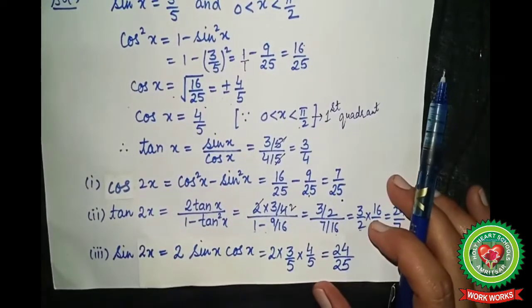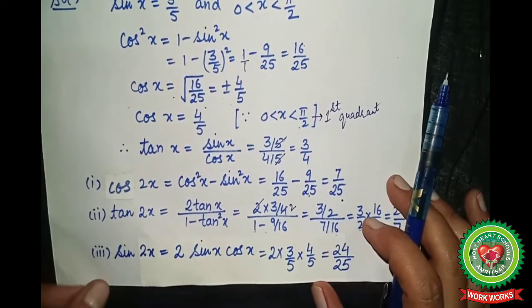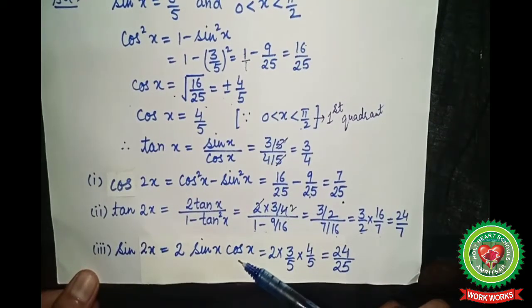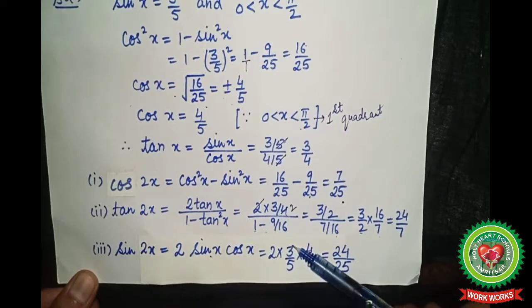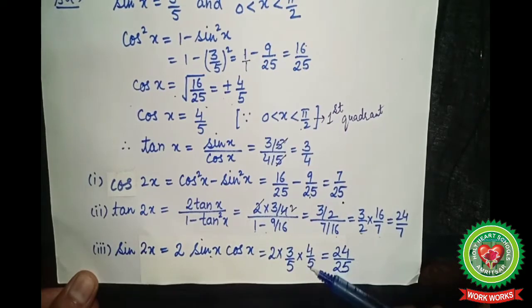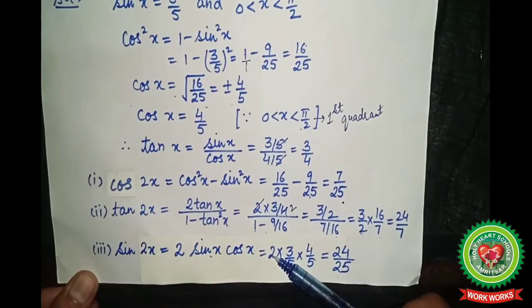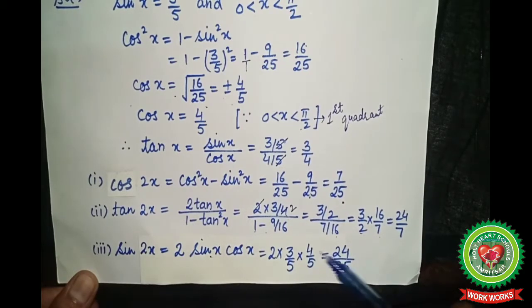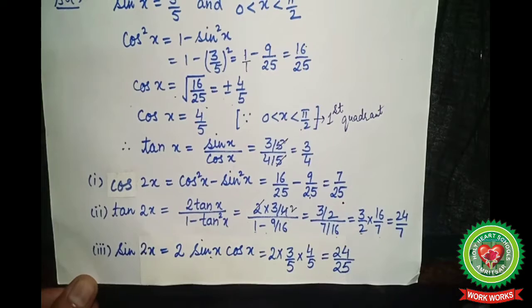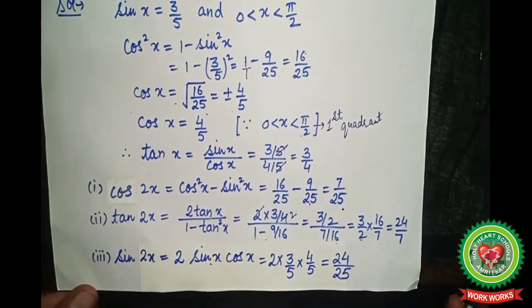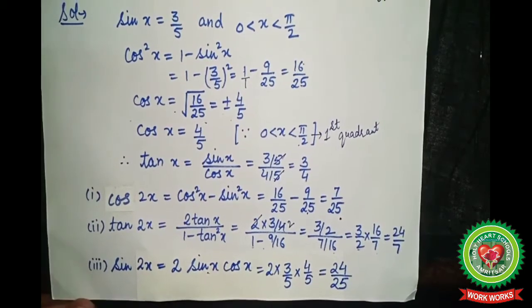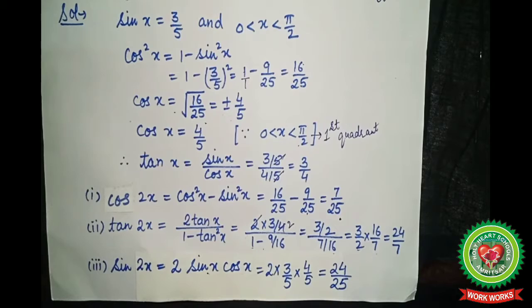Next is sin 2x. The sin 2x formula is 2 sin x into cos x. Put the value of sin and cos here. So 2 into 3 upon 5 into 4 upon 5. Now here cutting is not possible, so multiply them. 2 into 3 is 6, 6 fours are 24, upon 25. In this way we can apply the double angle formula to solve the sums. Now let's take one example of submultiple angle.